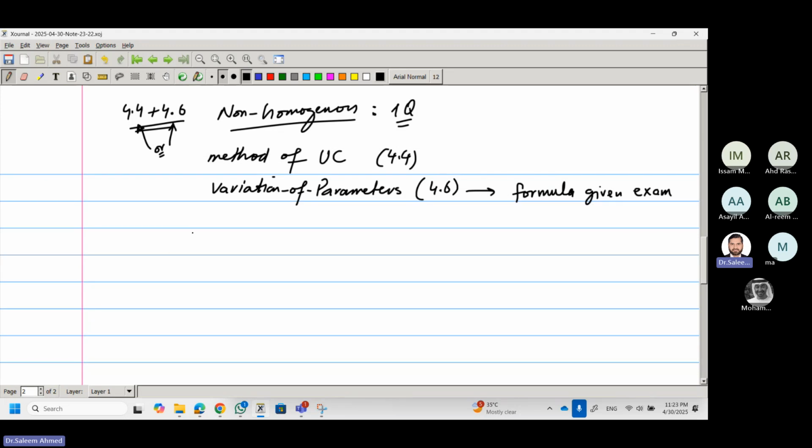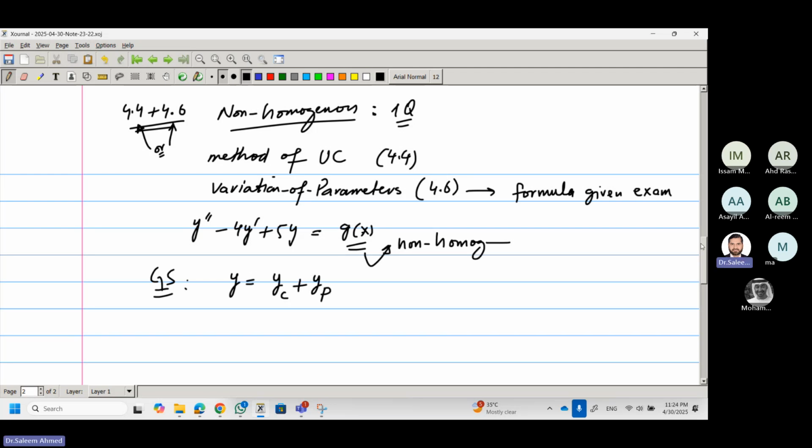So when a non-homogeneous equation is given, you have something on the left, anything, and on the right side you are given some function. It means it is a non-homogeneous equation. So its general solution is not just y. It has two things in it, yc plus yp.